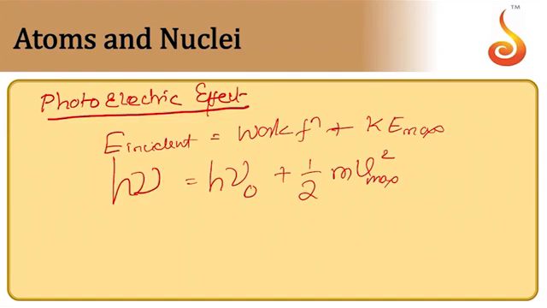Photoelectric effect is explained by Einstein. According to him, the kinetic energy of the emitted electron increases with the increase of frequency. So if the frequency increases, then the kinetic energy also increases. The work function is constant, of course.